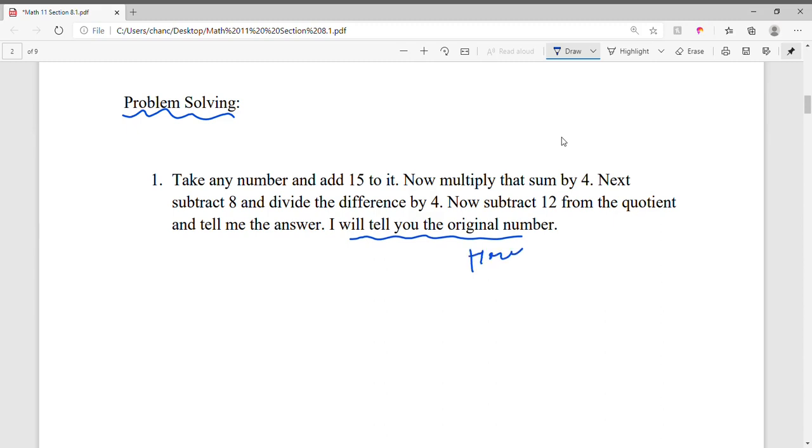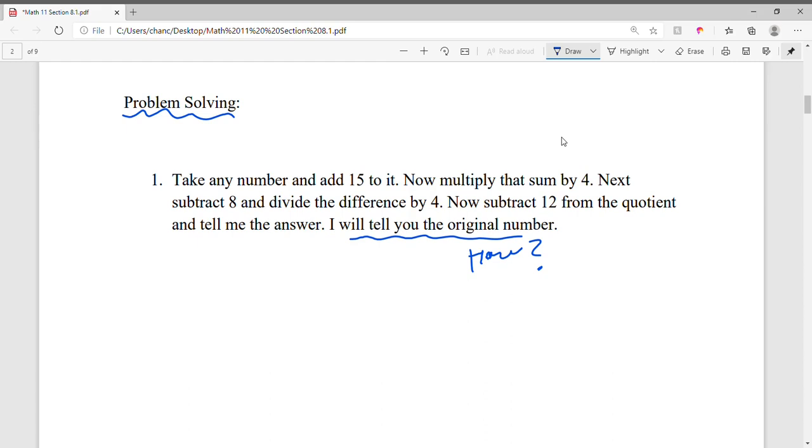Now, how are we going to do that? Well, this is a question where you would ask a student to perform these operations, and magically within seconds, you as the instructor will tell them their original number, and they'll be impressed how fast you found their original number.